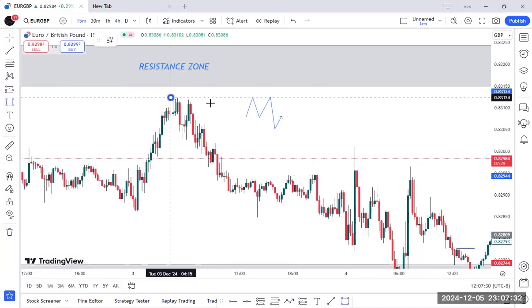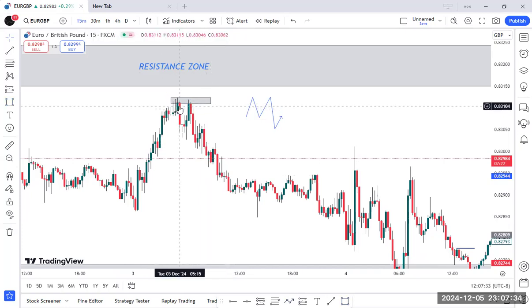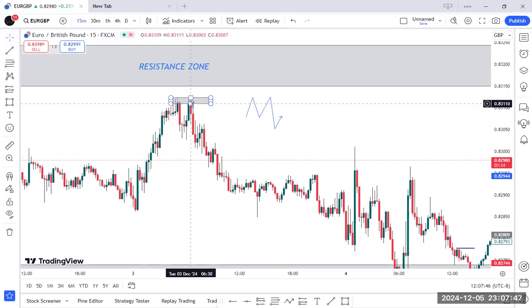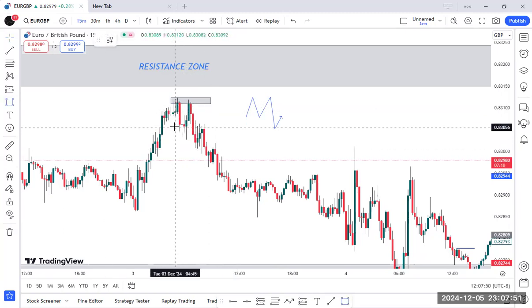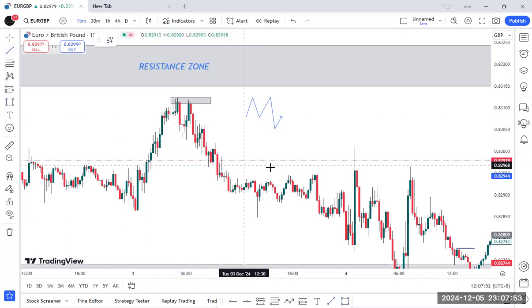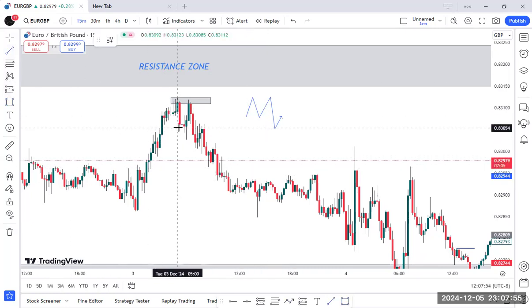This is a high that the price made. Price made a fake high and then pushed up. It gave us a bearish engulfing candlestick here that pushed the price down. So coming back to this high, it wasn't able to break this high. Instead, it came back down and then broke this low.